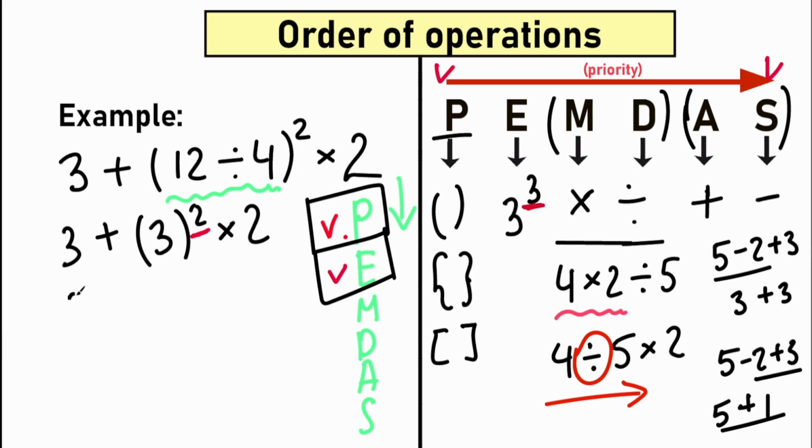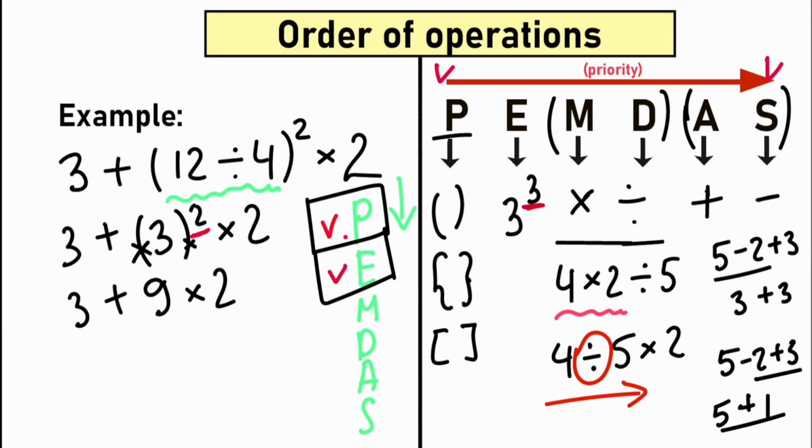As a result, what do we have? 3 plus, right now we can actually get rid of these parentheses because we have only 3 inside these parentheses, and we have 3 to the second power equal to 9, and we have times 2. Don't forget about this times 2. Okay, what is the next step?